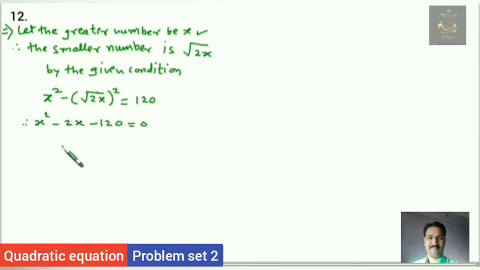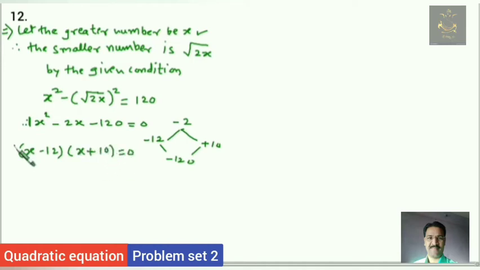Now we have simplified. This is a very simple one. We have to make the factors here. Tell me how much? Yes, the product should be 120 and the difference should be minus 2. Obviously here minus 12 plus 10. Because the coefficient of x square is 1, I'll write directly x minus 12 and x plus 10 is equal to 0.